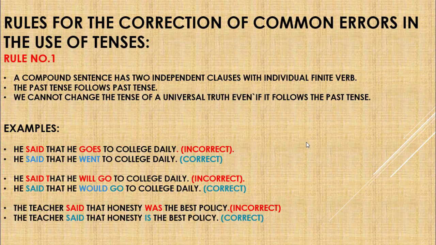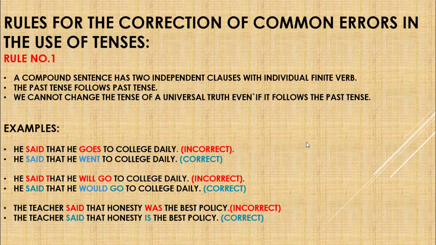Let's discuss rules for the correction of a few common errors in the use of tenses. First, look at example number 1. He said that he goes to college daily is an incorrect sentence. The reason is that a compound sentence has two independent clauses with individual finite verbs. The past tense follows past tense. So the correct example is he said that he went to college daily.